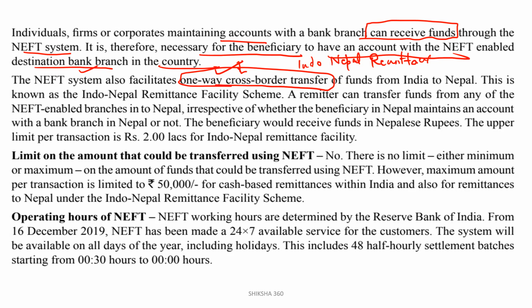Clear? I will post one session after this session in the group, which you can refer to for the Indo-Nepal remittances: how the system will go on and what the charges are under the Indo-Nepal remittances. I will provide you all the details regarding the same.